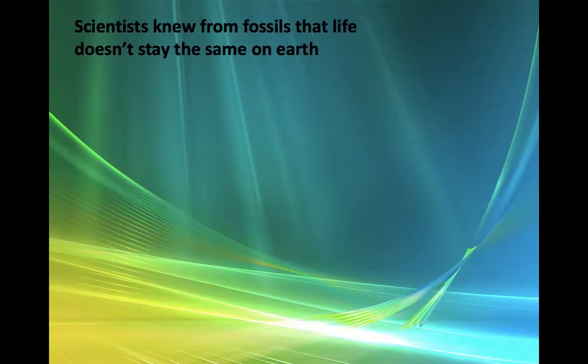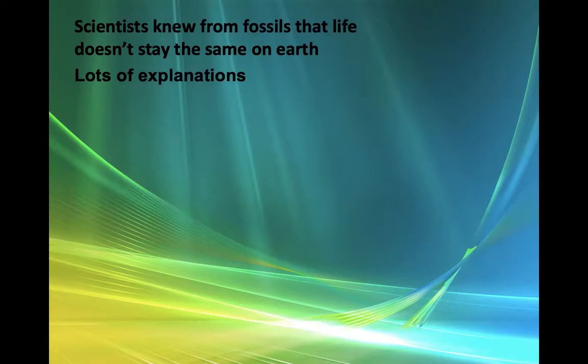Okay, so for a long time before Darwin ever came along, in the mid 1800s, scientists knew from fossils that life doesn't stay the same on Earth. They looked at a cliff. At the bottom of the cliff, there were some fossils that they found. In the middle of the cliff, they found some different fossils, similar to the ones at the bottom, but definitely different. And at the top of the cliff, they found some new fossils that weren't similar at all to the ones at the bottom of the cliff. So they knew that life was changing on Earth.